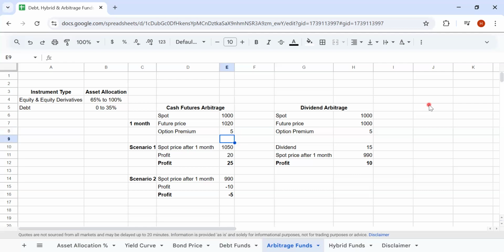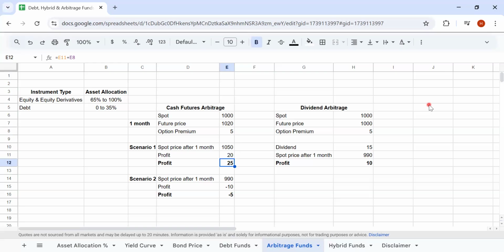Let's say after 1 month, the spot price is at 1050. Now I will be selling this stock at 1050, and I will just be paying him that additional 30 rupees. So now I made a profit of 20 rupees on that 1000 rupees, since it is sold at 1020. And then there is a premium of 5 rupees which I have made during the underwriting. That is my total profit is 25 rupees, right?